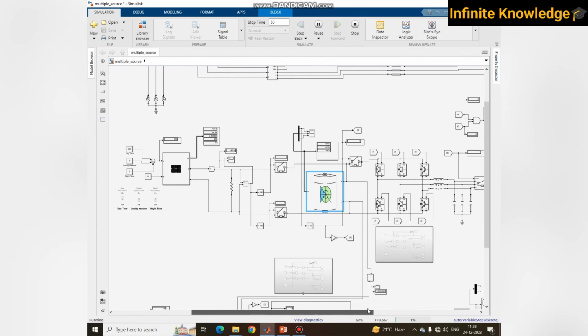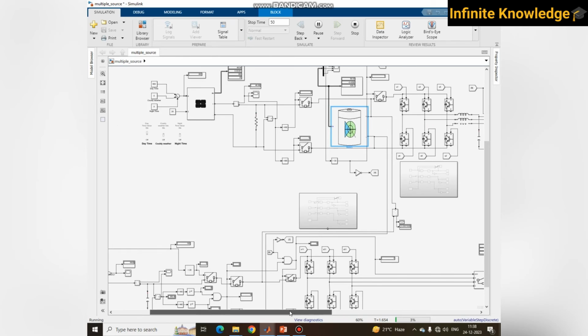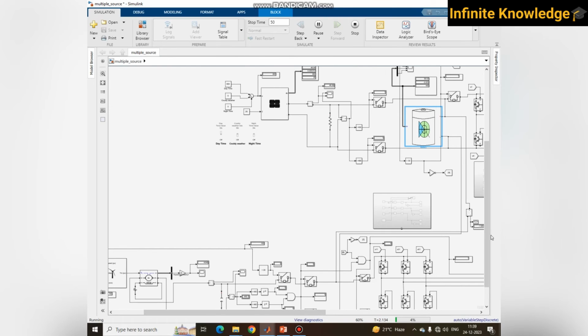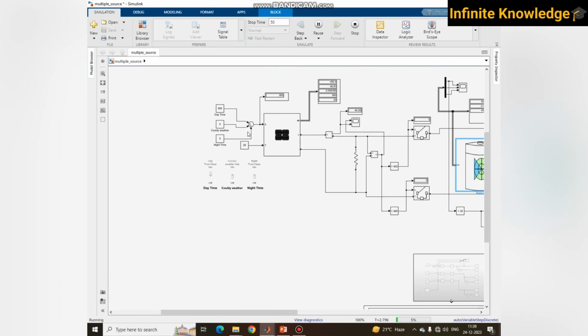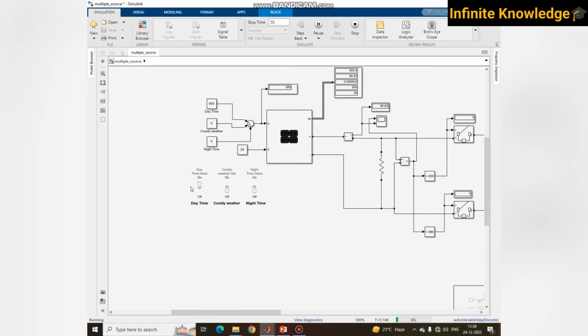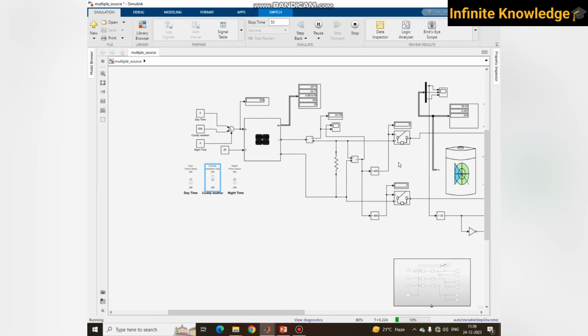Then what happens, suddenly the weather changes, and the weather change causes a cloudy atmosphere, and the cloudy atmosphere reduces your generation. So I am switching it off. Okay, with the cloudy atmosphere your generator voltage is reduced, and due to the reduction in voltage, your breaker is off. Your solar generation breaker is off.